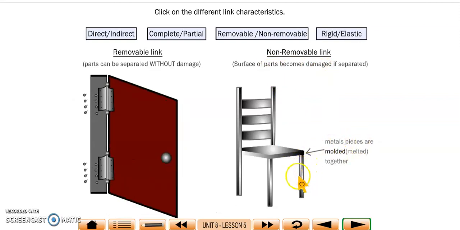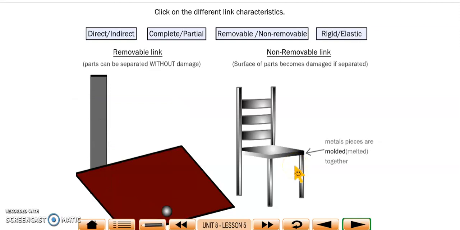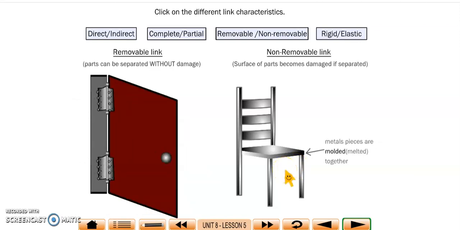Why? Because some chairs are actually molded. Like it says here, metal pieces are molded or melted together by welding, for example. So if you take the legs apart, you'll be damaging the chair. So you have to ask yourself a question: if I remove this piece, will it be damaged? If your answer is yes, that means it is a non-removable or permanent link.